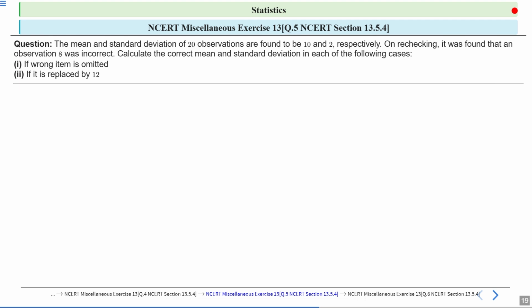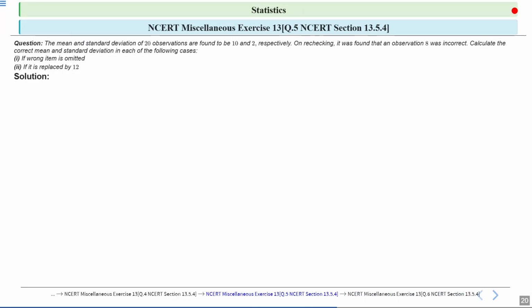In this question, we have the mean and standard deviation of 20 observations are found to be 10 and 2 respectively. On rechecking, it was found that an observation 8 was incorrect. Now, calculate the correct mean and standard deviation in each of the following cases: first, if the wrong item is omitted; second, if it is replaced by 12. Okay. So first of all, try it yourself and then see the solution.